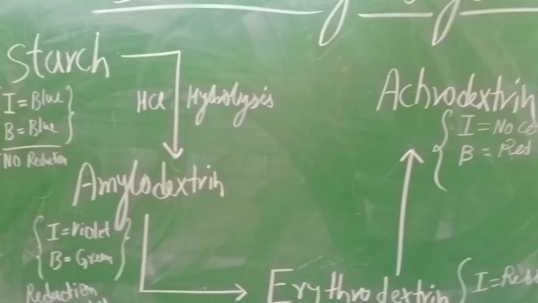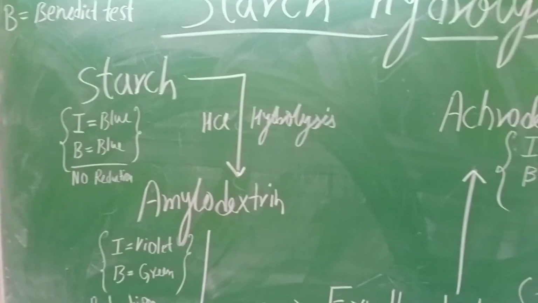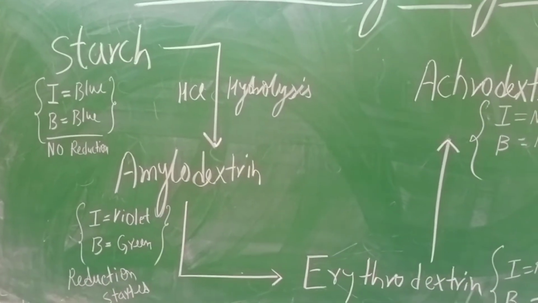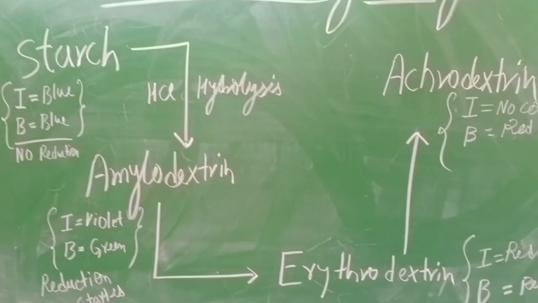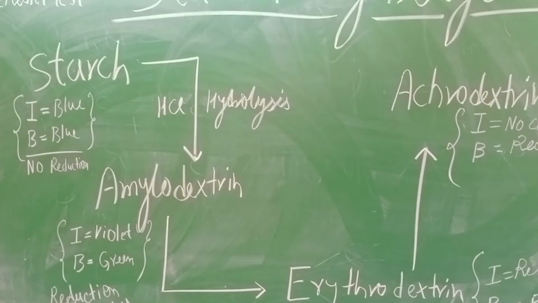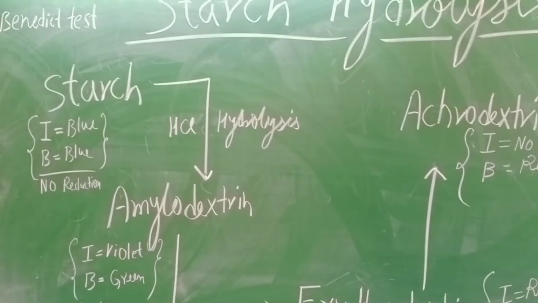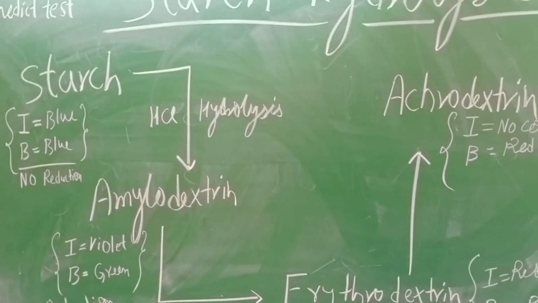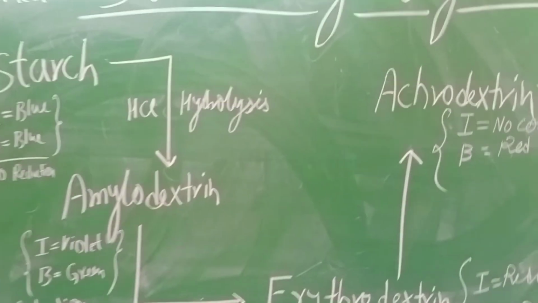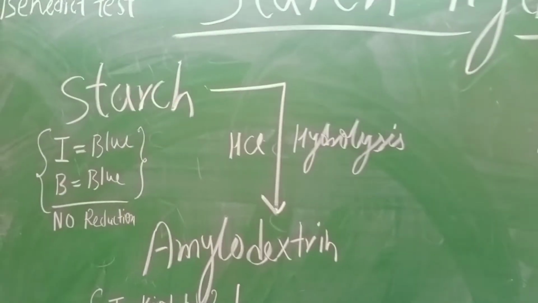So let us begin our discussion on how the starch gets hydrolyzed and what are the products or intermediate products which are formed during this particular process, and how we can assess or determine the products which are ultimately formed here. So let us begin our journey.